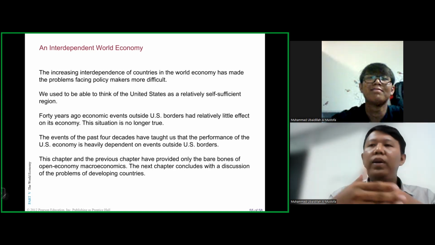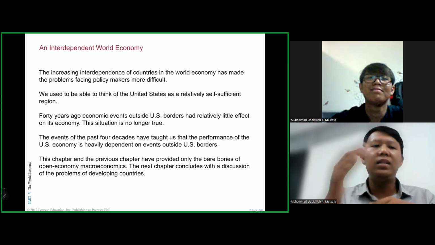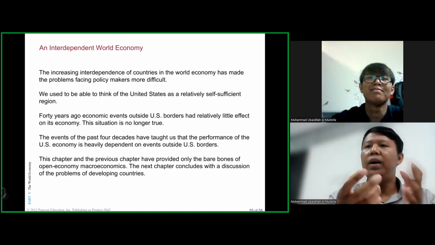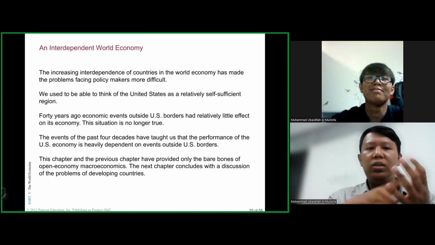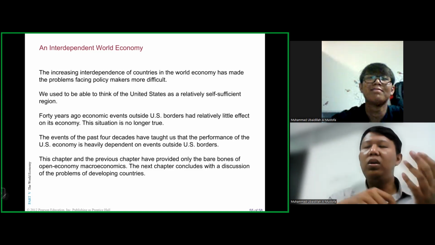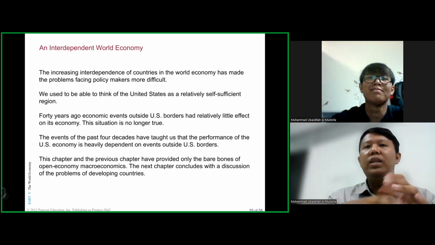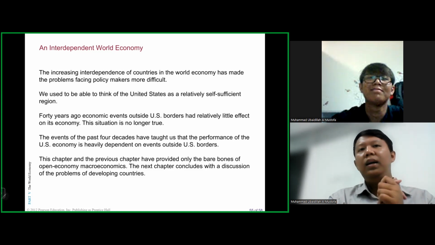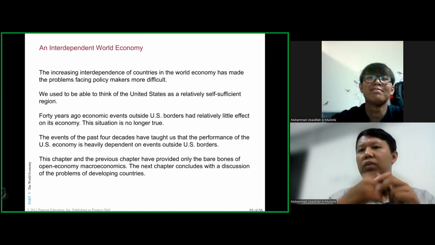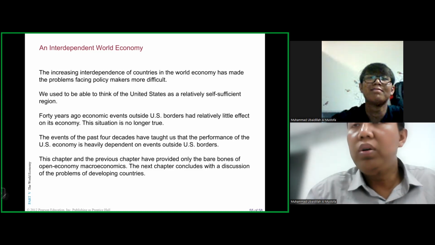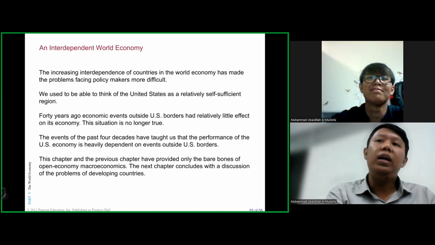The trend is increasing. Nowadays it is easy for us to buy products from other countries just by using the application on our smartphones. So the countries are becoming more interdependent on each other. They cannot survive alone. If they want to achieve growth, then they have to trade and they need to be connected with others.